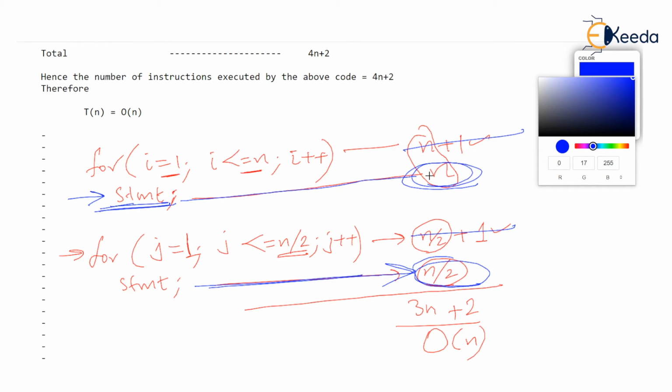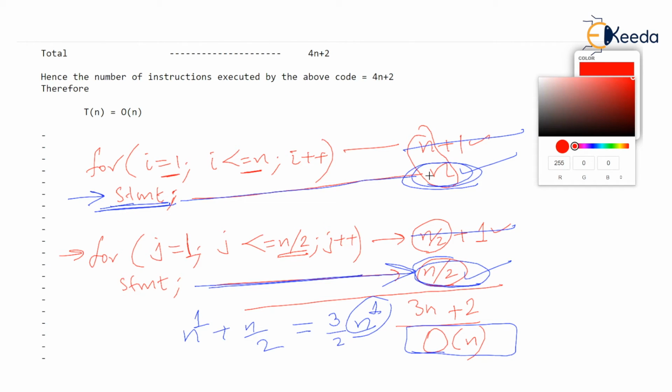So you tell me, what is the total count? Total count is n plus n by 2, isn't it? Which is again a polynomial of degree 1. I hope you are understanding. You can, of course, simplify this and write it as 3 by 2 into n. But after all, it is going to be a polynomial of degree 1. You are still going to get O of n, isn't it?